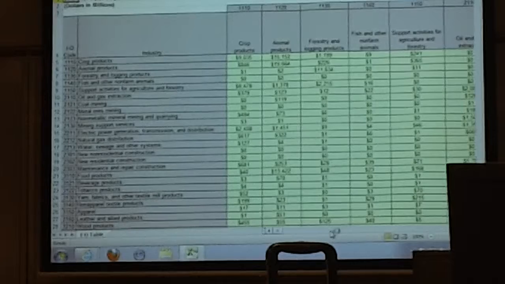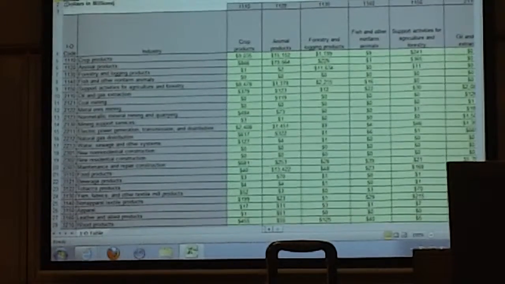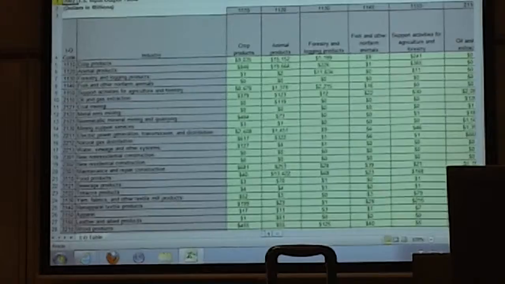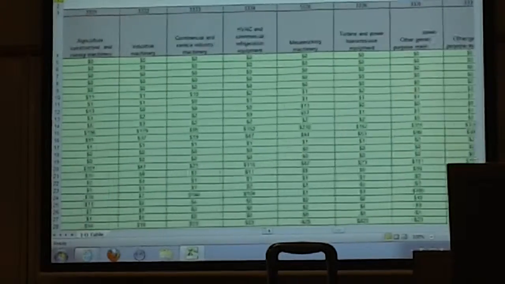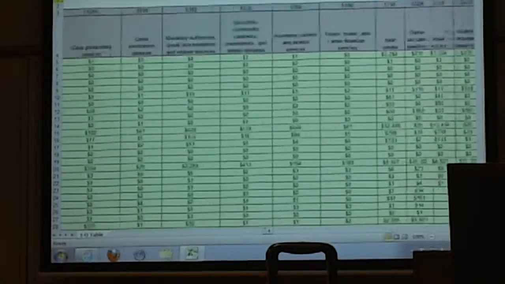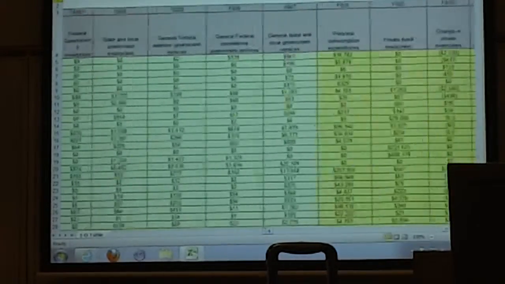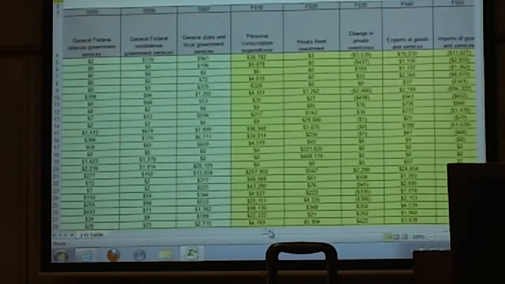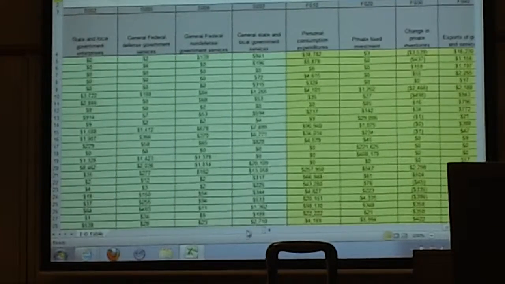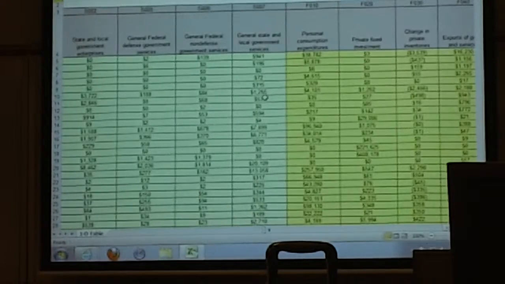Here's the U.S. table for 2002. It's been updated several times. Unfortunately, they don't add up the industry demand. Let's go to the British.